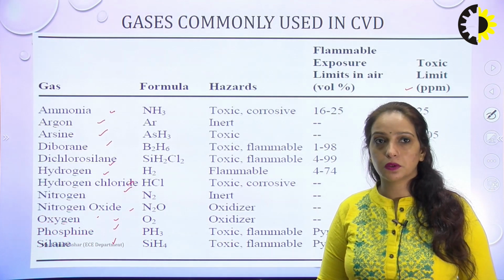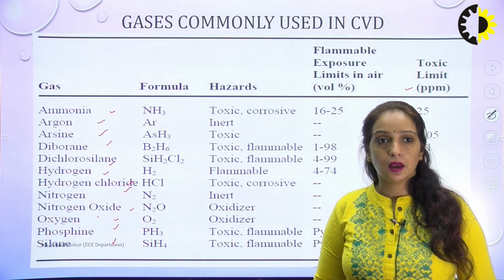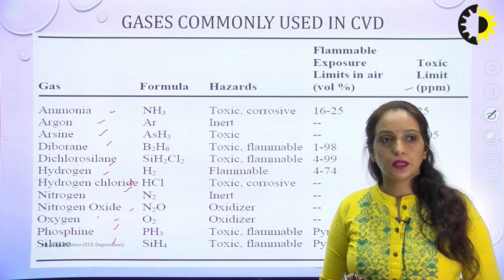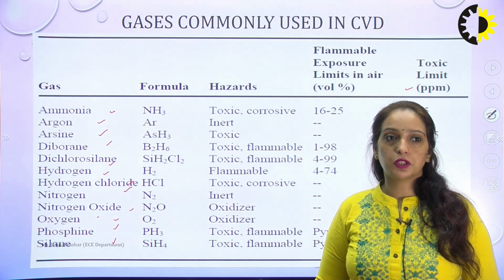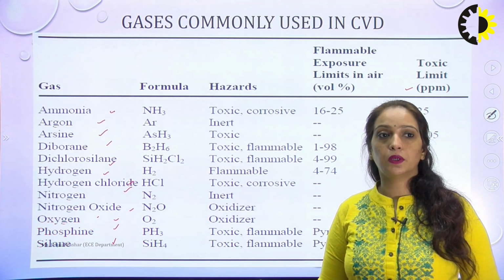For example, we are going to deposit polysilicon, silicon dioxide, or silicon nitride material. So in the next lecture, we are going to see which chemical reactions are used for the deposition, and which type of reactor we are going to use.